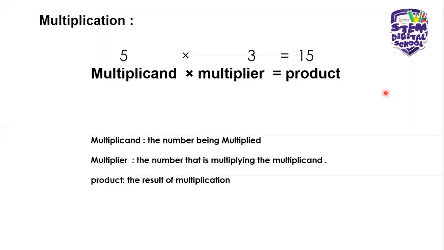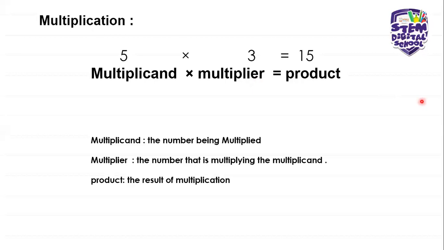The multiplier is the number multiplying the multiplicate, and the result of the multiplication is called the product. So how is this important? The multiplier tells you how many times you're going to be adding, or using the repeated addition method, with the multiplicate. That's the information the multiplier gives you. And the product is the result of this whole multiplication process.